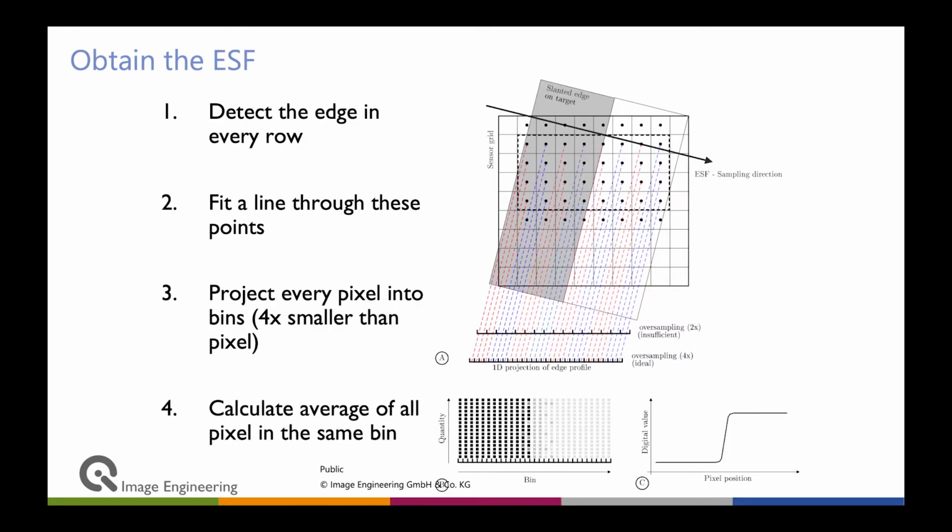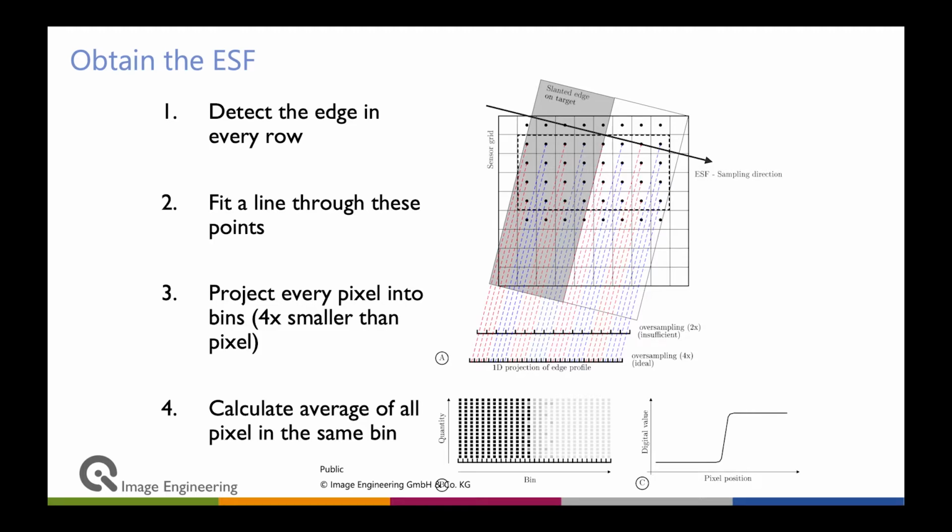The interesting and tricky thing about it is how to obtain the edge spread function. For that, there is an algorithm that projects all pixels along the edge into bins. The bins can be a quarter of the size of a pixel, so that we get 4 times oversampling with this process. First we detect the edge, then we project all pixels into these bins and can work with them.